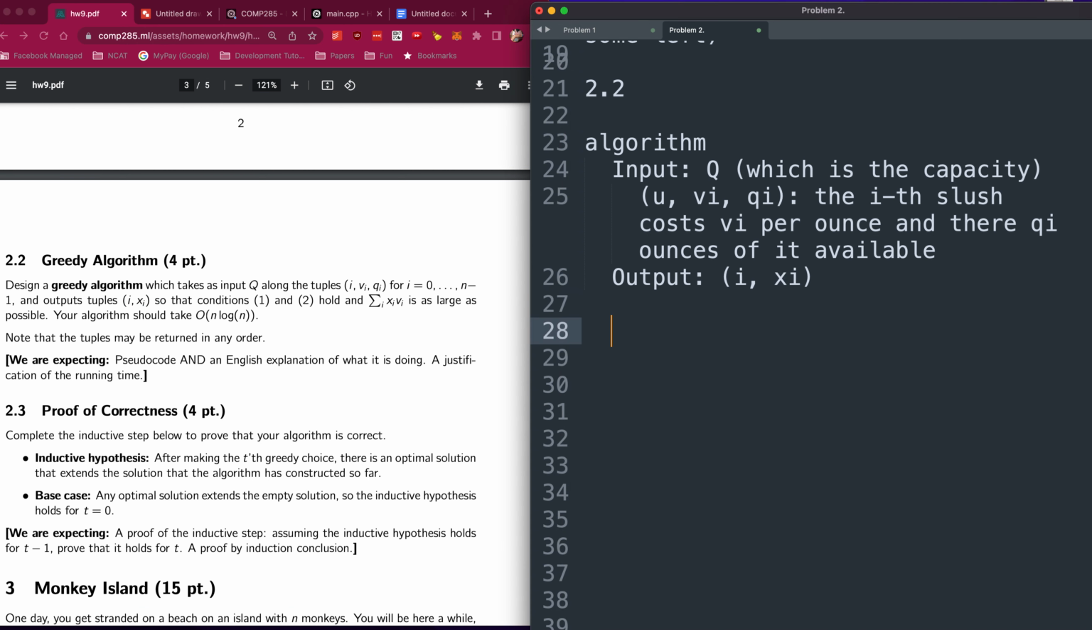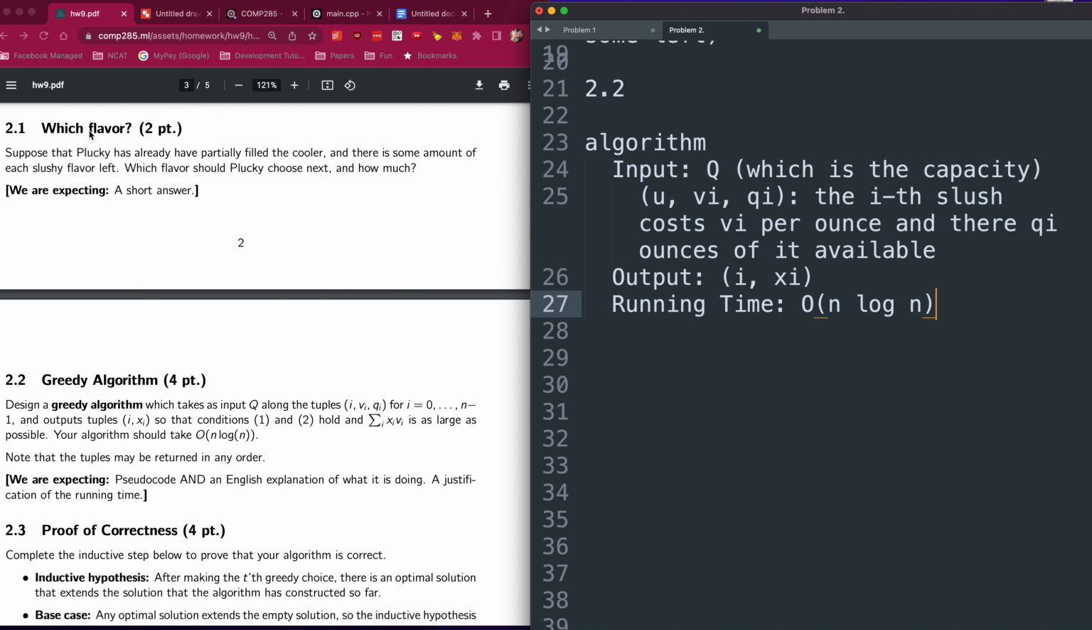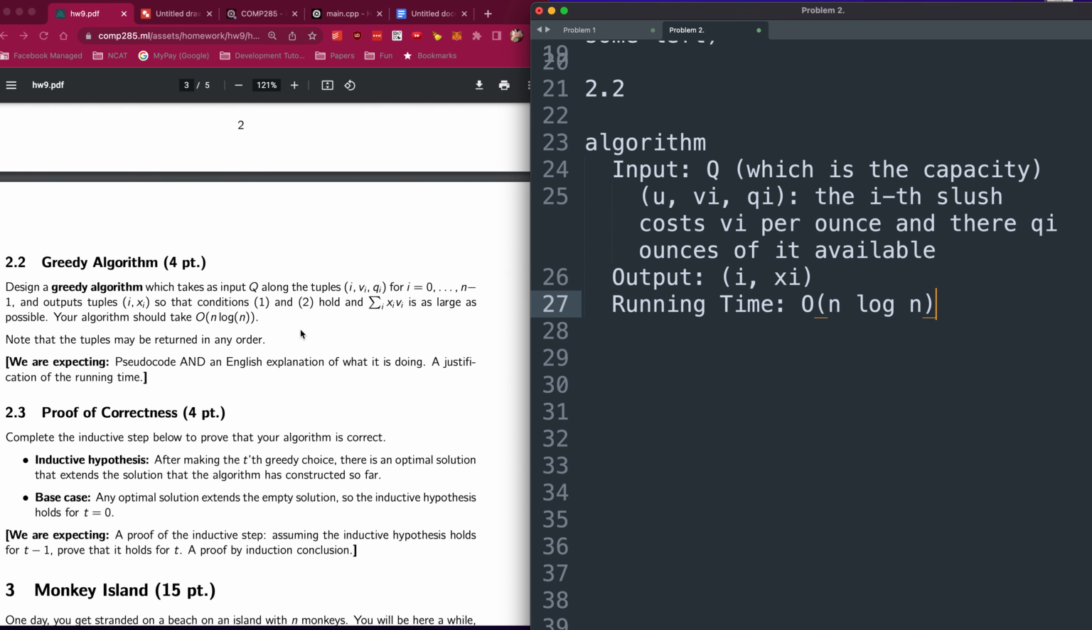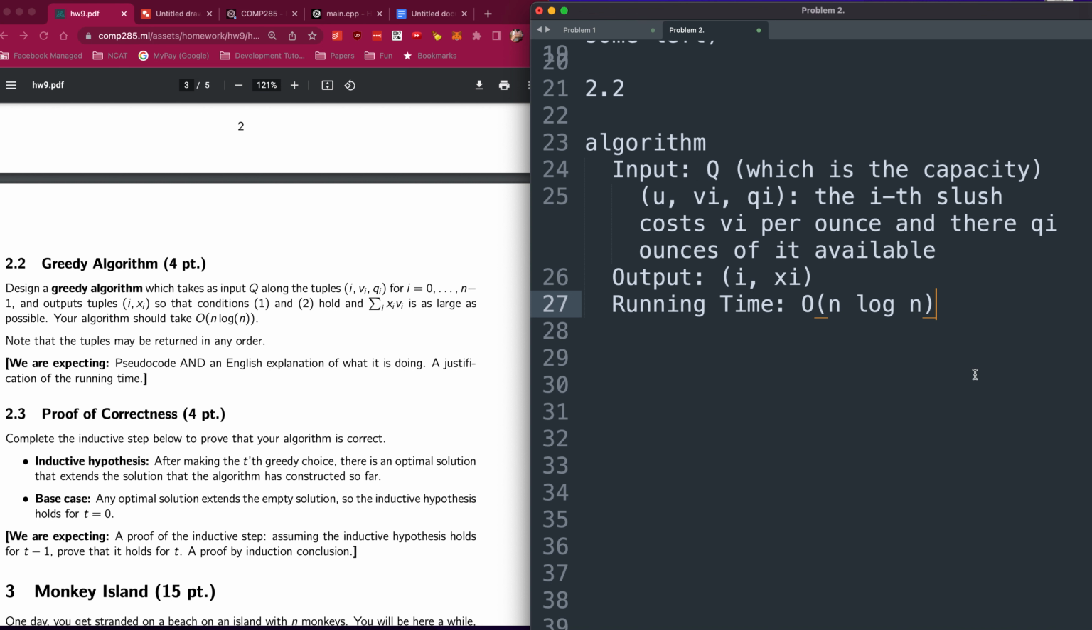Cool. And then we're also told our algorithm needs to be n log n running time. I encourage you to pause the video and try to think of an algorithm that takes n log n running time that solves this problem. You start out with an empty cooler that has Q capacity, and it's a greedy algorithm. Hint, hint, look at what we talked about in 2.1, and then try to see if you can think of an answer to this.